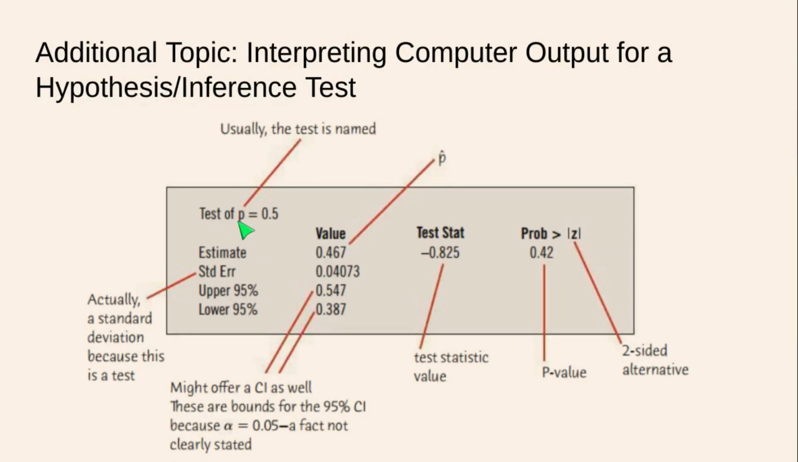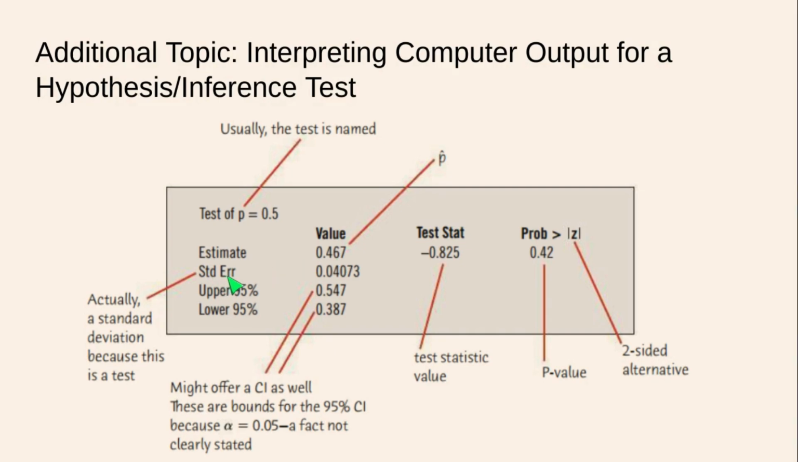The test of p equals 0.5, all right? Usually we have a name for this test, and the test would be p equals 0.5. 0.5 would be the value in our null and alternative hypotheses. That's a p sub 0, okay? Now, estimate, what does that refer to? Well, that is our point estimate for a sample proportion. That would be p hat, all right? So p hat is 0.467, okay?